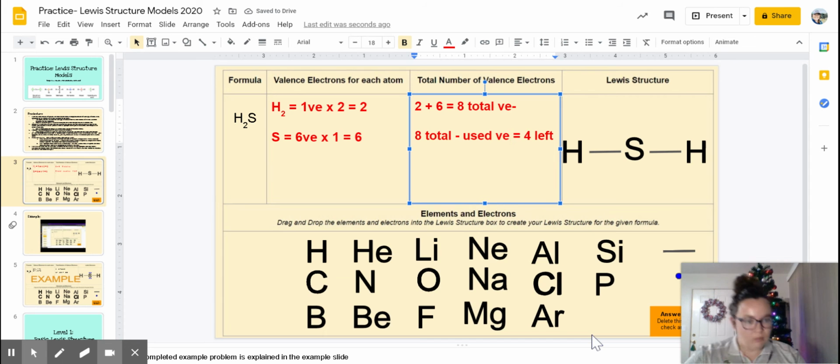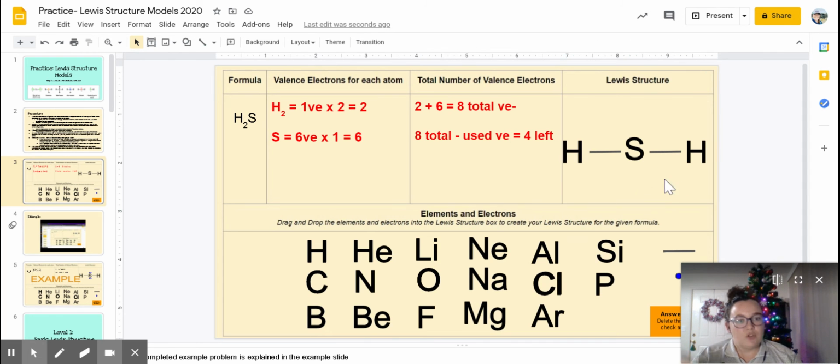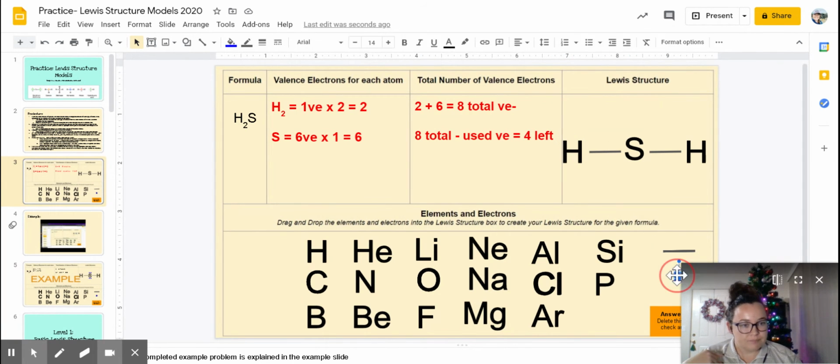Okay, so that takes me to step 4. We are going to use the remaining valence electrons to satisfy the octet rule or the duet rule, or any exceptions that fall under this category. Normally we would add our electrons to the outside. Because I have 4 left, I'm just going to drag my 4 electrons up here so I can keep track. 1, 2, 3, 4.